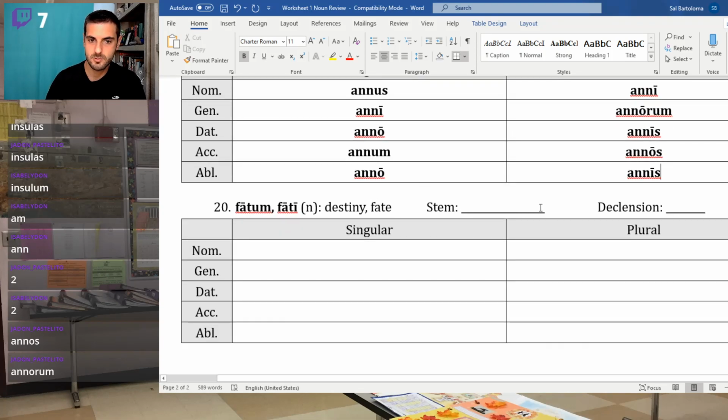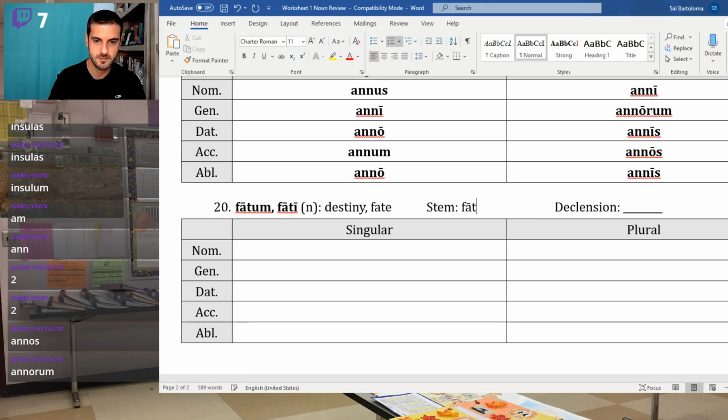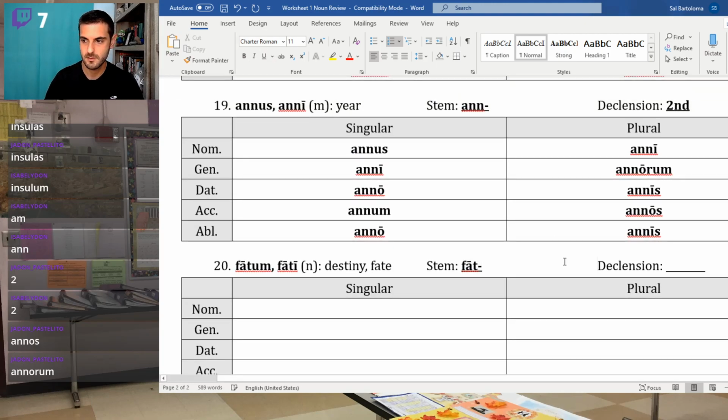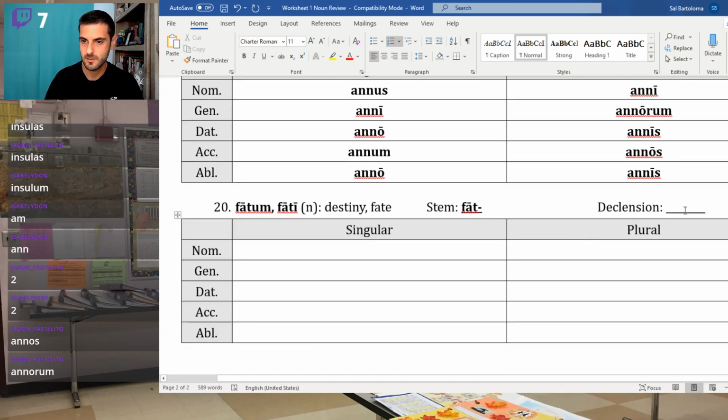And then we get down to a word like fatum, fati, where the stem is fat. And what is the declension for fatum, fati? Oh, we might be having a little lag issue. I don't think I've dropped any frames though. It is second declension.